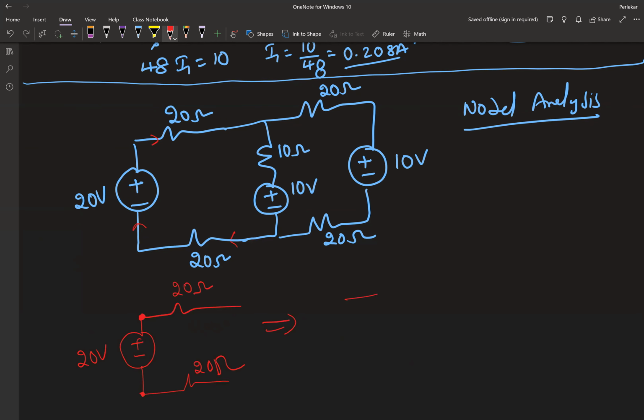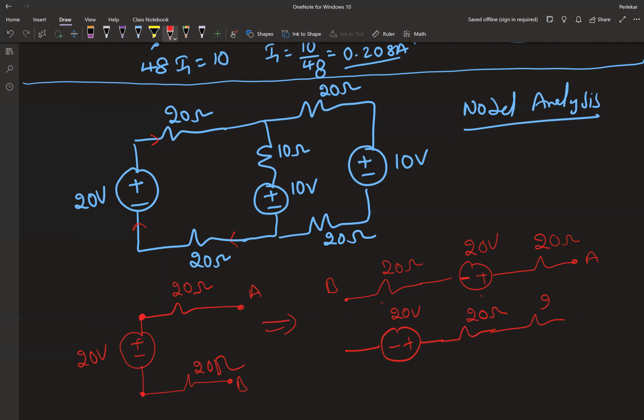Basically, let me take this as A and B. I'm going to start walking from B. This is 20 ohm, then minus plus 20 volt, then 20 ohm, and this is A. Do you guys agree? Yes. Now I'm going to swap these 2 elements. The negative is on the B side, so I'm going to put that on the B side. This is 20 volt, 20 ohm, and 20 ohm. Still, it's the same circuit.